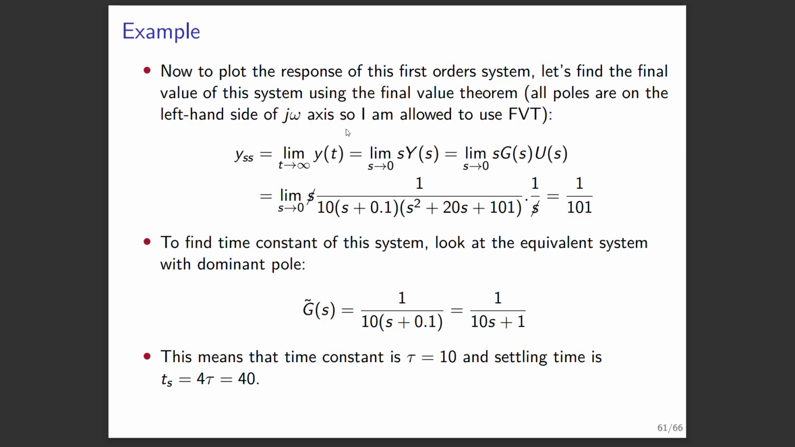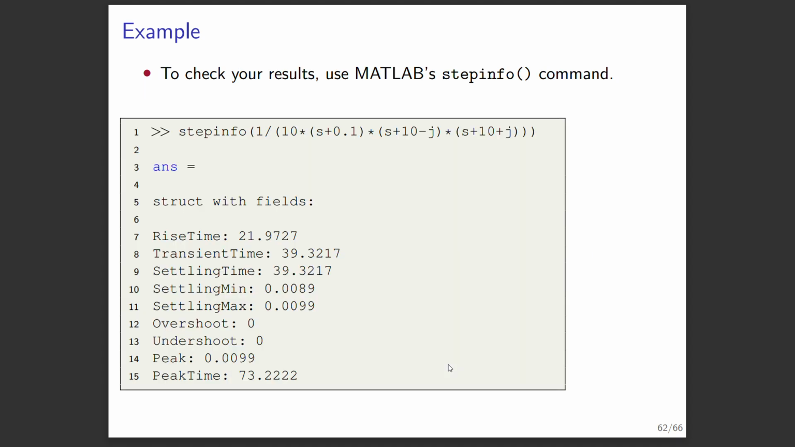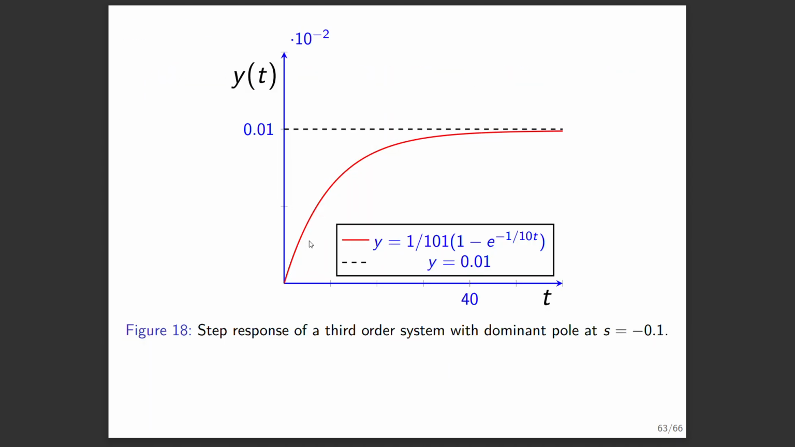So if we use the final value theorem to find the final value of the system, we are going to see that the final value is 1 over 101. And if we find the time constant of the system, we look at the equivalent system with the dominant pole. We see that the time constant is going to be 10. So the equivalent first order system is going to have a time constant of 10, which means that it's going to behave like this.